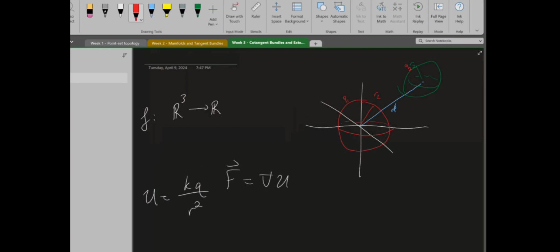Now, I'm a little confused about one thing. What are you trying to integrate? I'm trying to integrate their dot products, E1 dot E2, or as you've written U. I mean, this is a vector, right? The field is a vector.